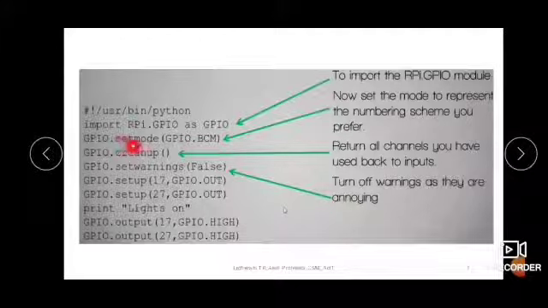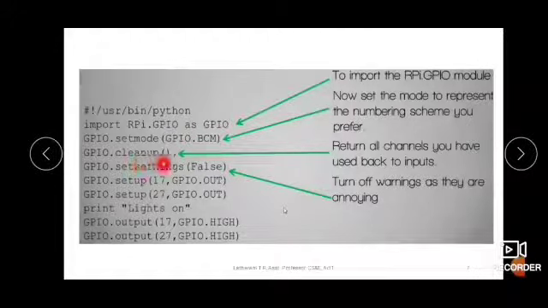Then the next line, GPIO.setmode(GPIO.BCM). This is for setting the mode to represent the numbering scheme you prefer. So what is this BCM? BCM is Broadcom SOC channel for pins. Okay, so we have seen in the previous class Broadcom system on chip channel pins. So to access those pins we make use of this setmode GPIO.BCM.